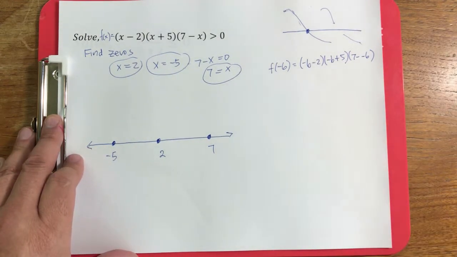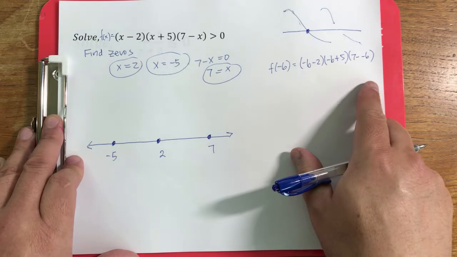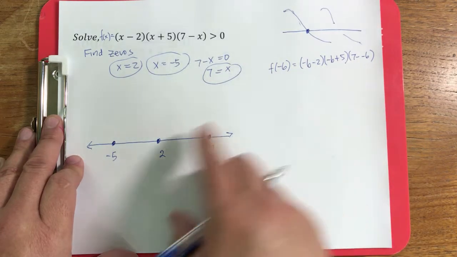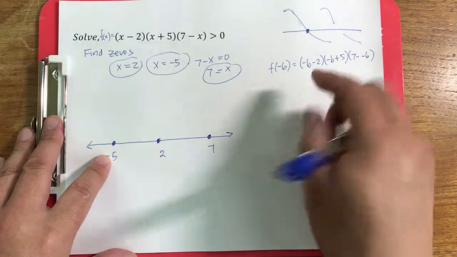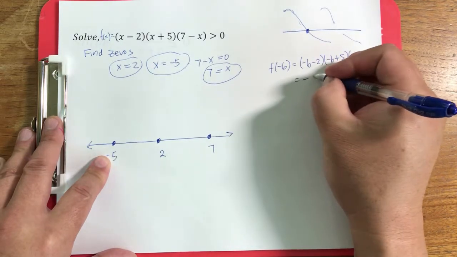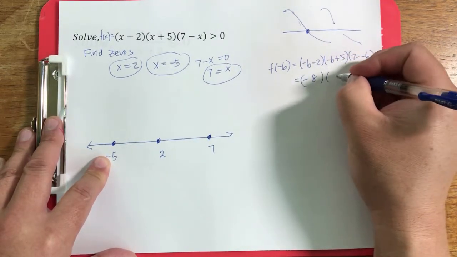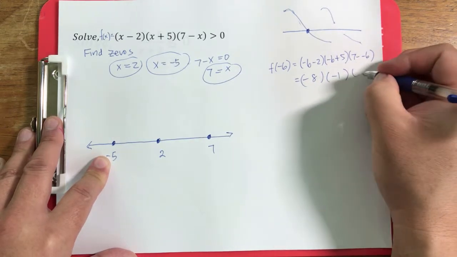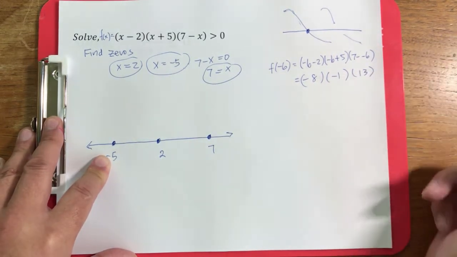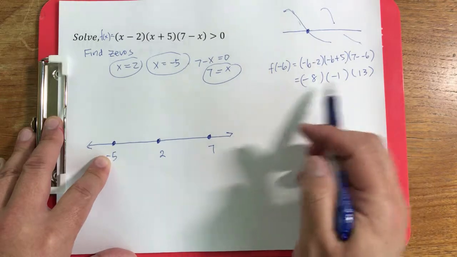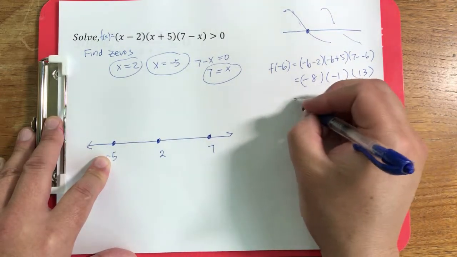I'm not really interested in what the value is. I'm really only interested in what the sign of the number is. So this right here is -8. This right here is -1. This right here is 13. But I'm not even going to bother to actually multiply the numbers. I'm just going to look at the signs.